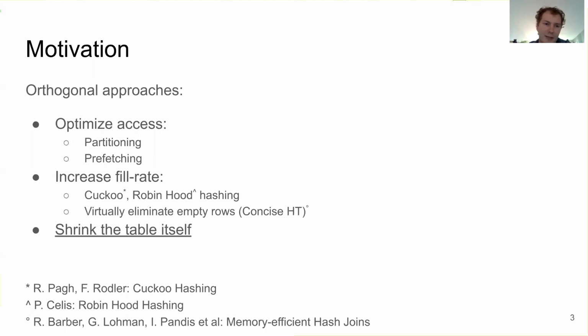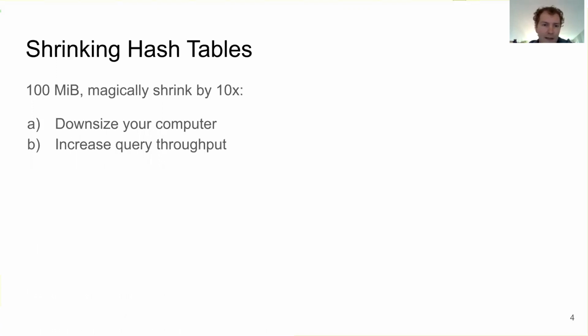In the literature, there are certain approaches to that. You can optimize access, doing some nice partitioning or prefetching. You could increase fill rate by using cuckoo hashing, Robin Hood hashing, whatever. Or you could shrink the table itself. This is what we try to explore.